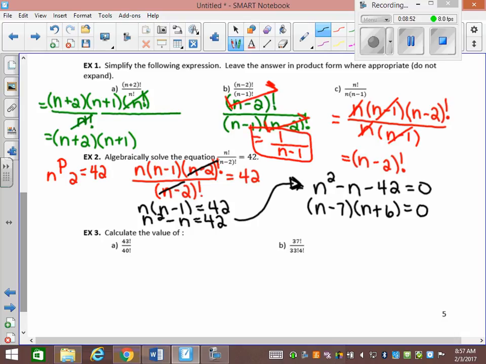And then you solve each separately. N minus 7 equals 0. N plus 6 equals 0. Add 7. N equals 7. Subtract 6. N equals negative 6. This is all from grade 11, these last steps here.